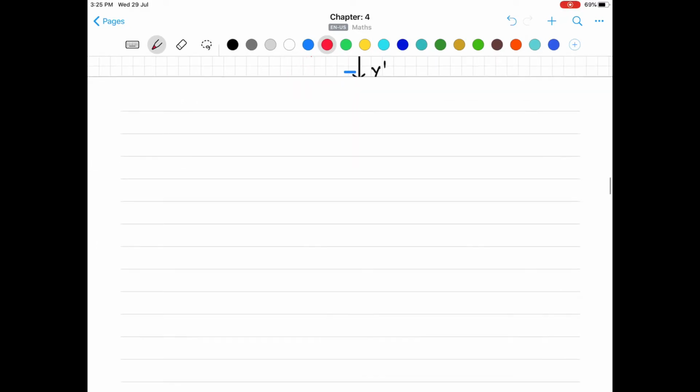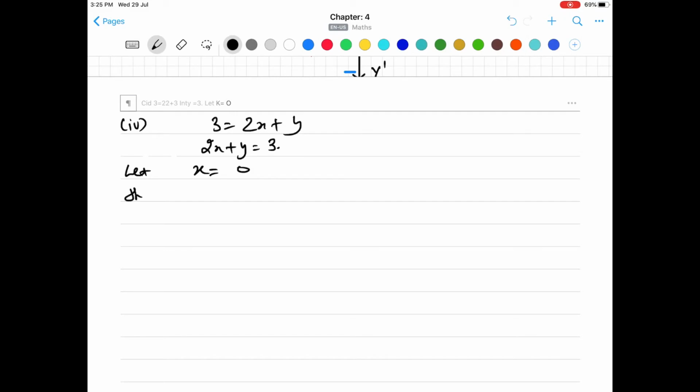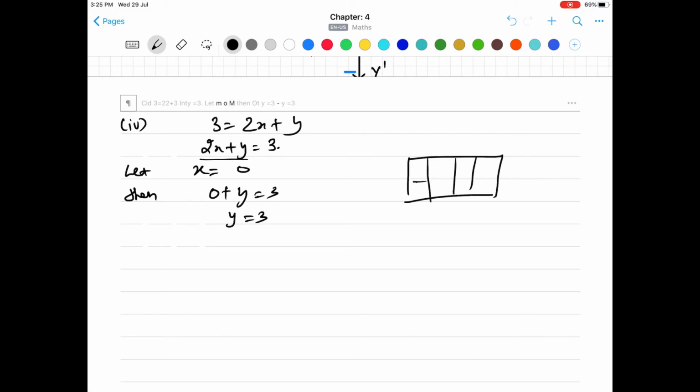Moving to the last part of this question, we have part number 4. 3 equals to 2x plus y, or you can write it as 2x plus y equals to 3. Let's find its solution. Let x equals to 0, then we have 2 into 0 will be 0, plus y equals to 3, or y will be equals to 3. So the first solution is x 0 and y 3.